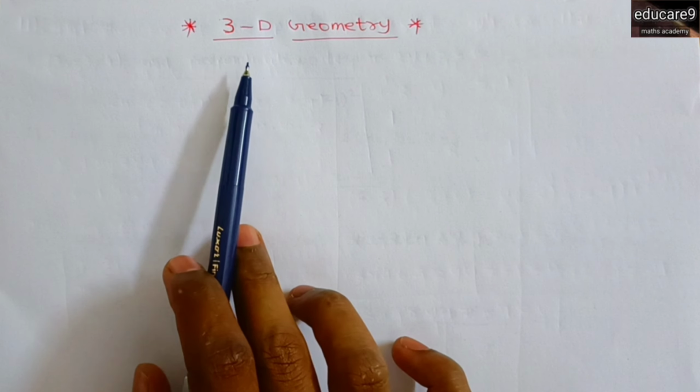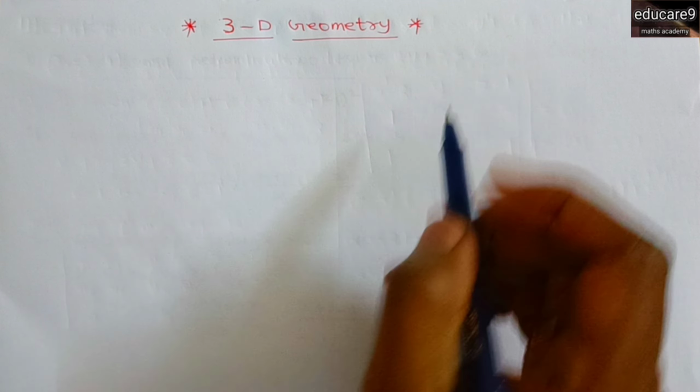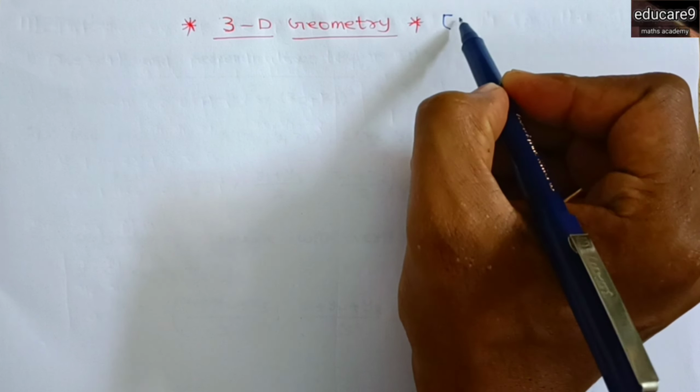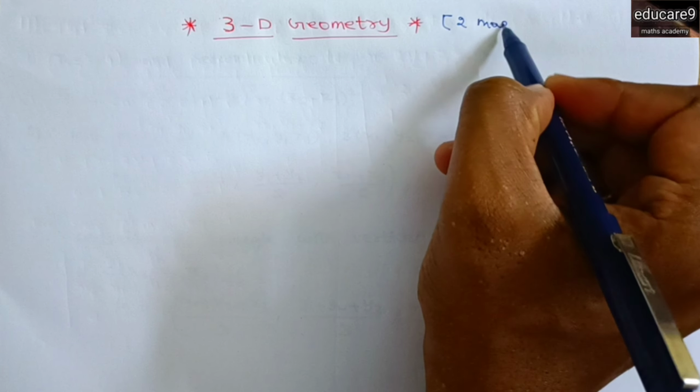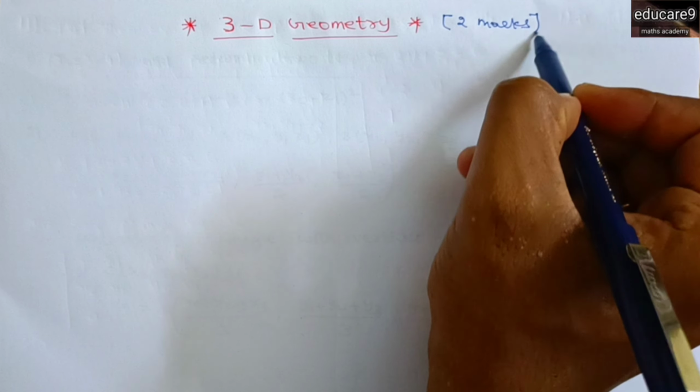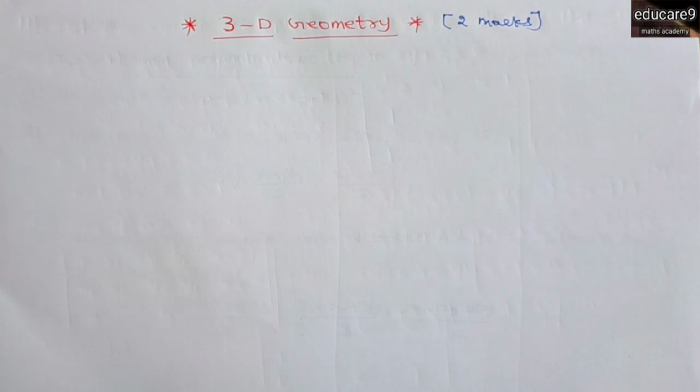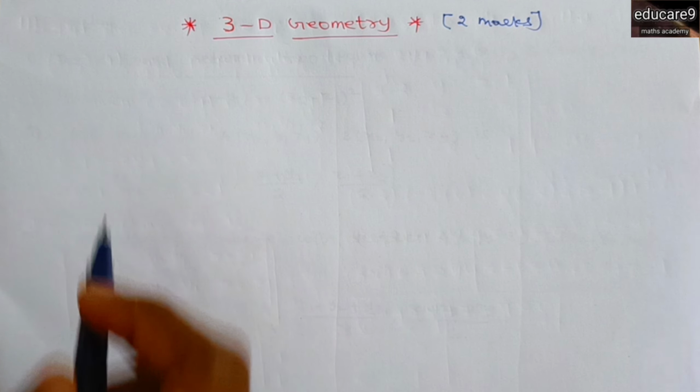Without delay, coming to the new topic, 3D geometry. So this is the 2 marks weightage for the intermediate board exam. Now first we will discuss types of geometry.